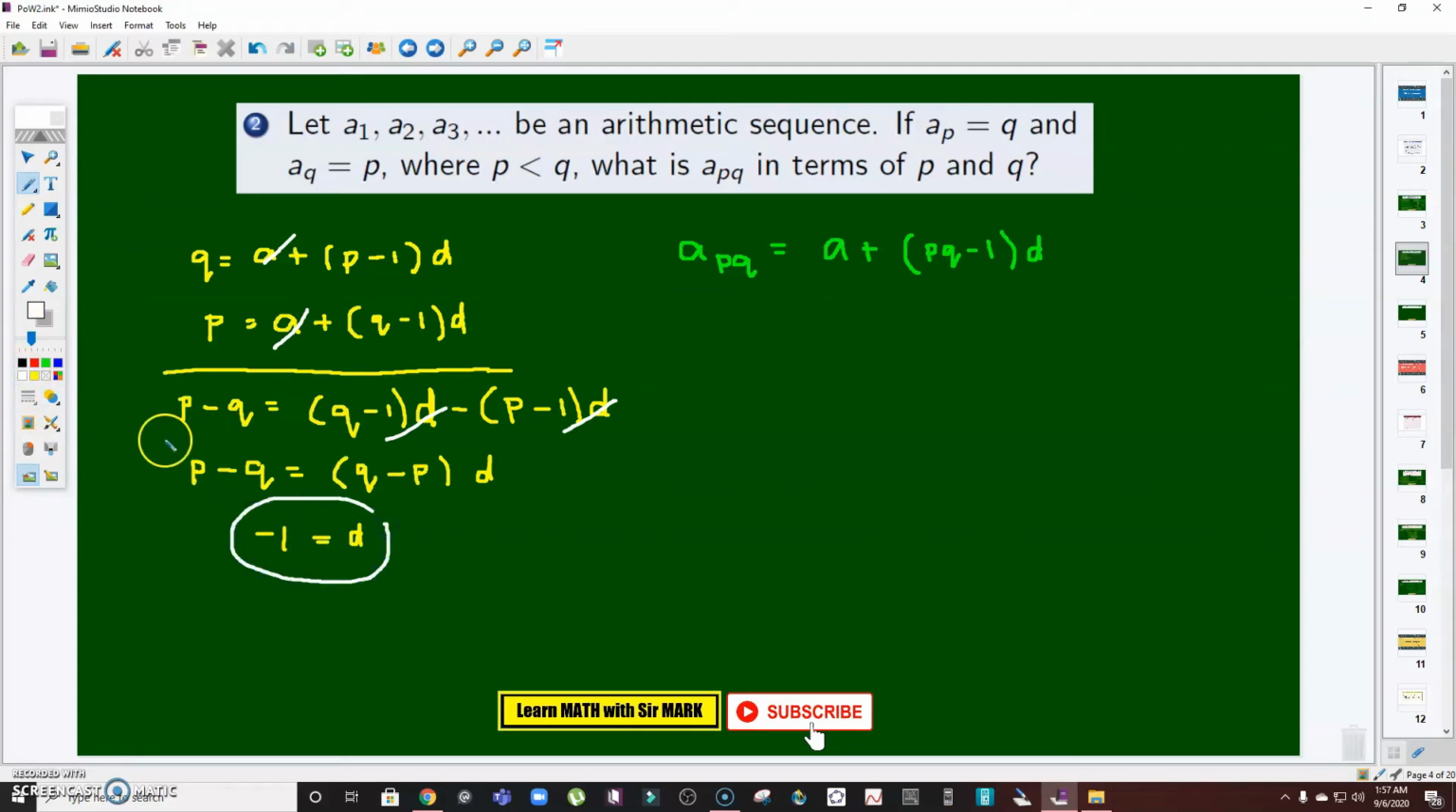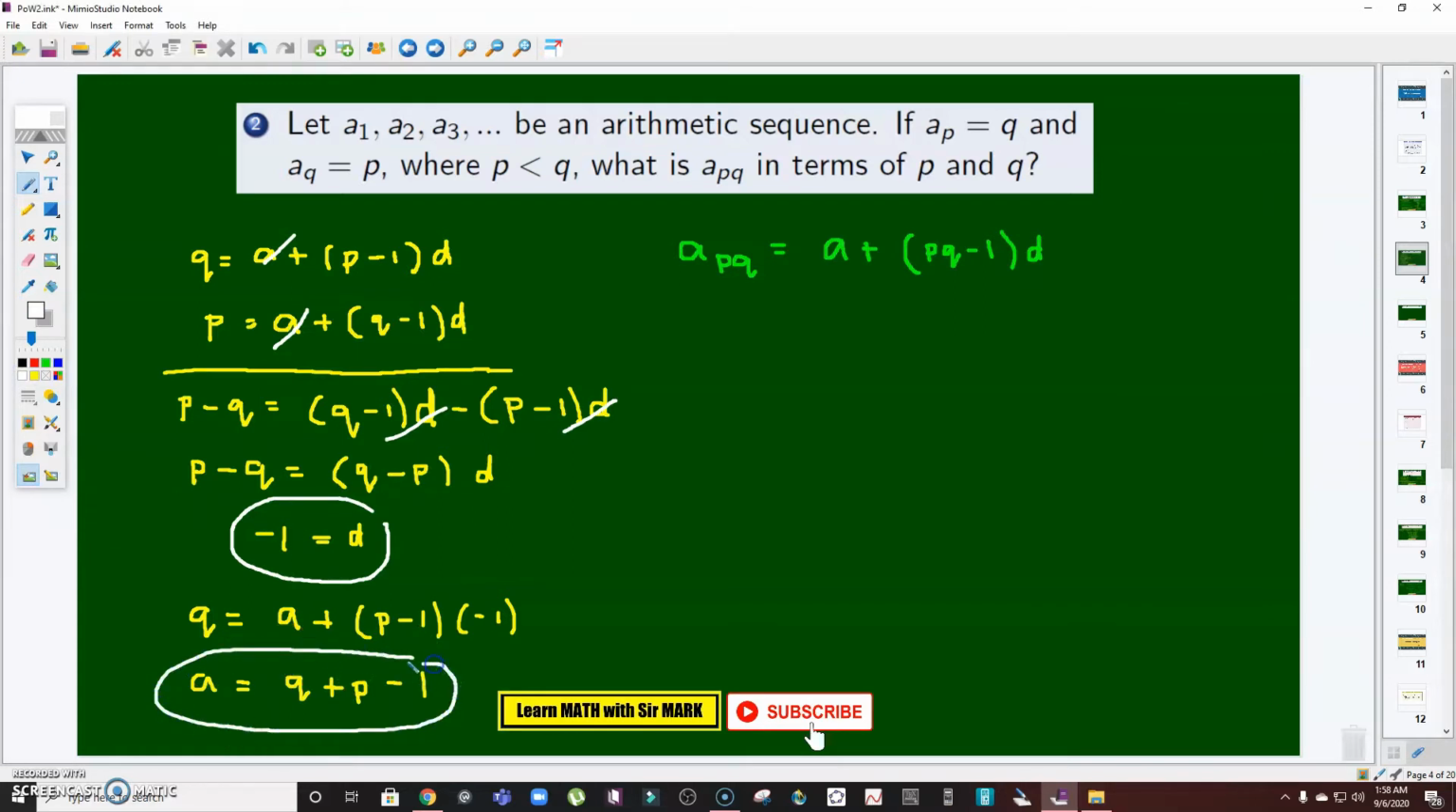There you go. I now have d, which is negative 1. So all you have to do now is to get the value of a. Substitute in either the first or second equation, it doesn't matter. In this case, I'm going to use this one. Take note, my d is negative 1. So q is equal to a plus p minus 1 times negative 1. Therefore, a is just q, then this is negative p, and when I transpose it, it becomes positive p. This is positive 1, and when I transpose it, it becomes negative 1. There you go, so this will be my a.